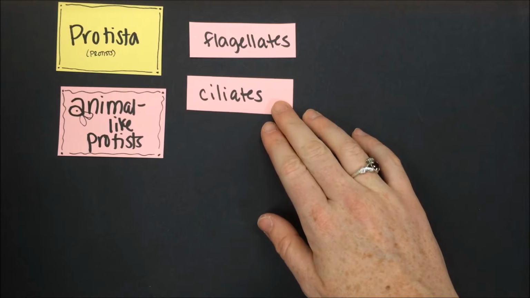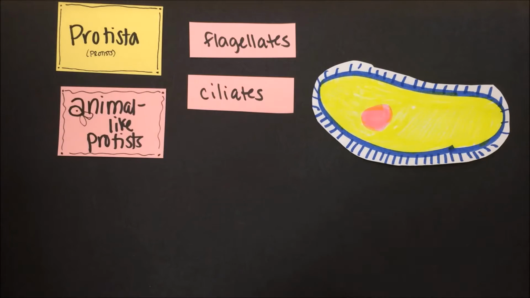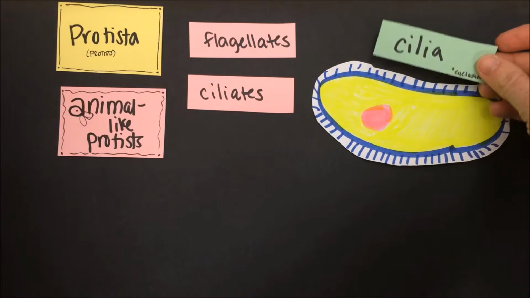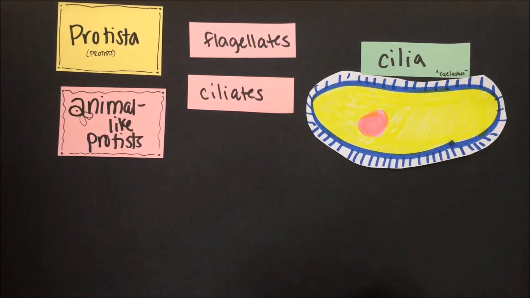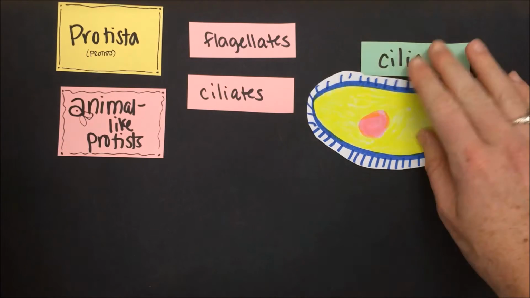We also talked about ciliate protists. Ciliate protists are more complex. Their bodies are covered in hundreds, if not thousands, of tiny little hairs called cilia, which comes from the Latin word for eyelashes. These little cilia help the organisms propel themselves through the water and get food into their gullet, which is like a mouth if you're a single-celled organism.